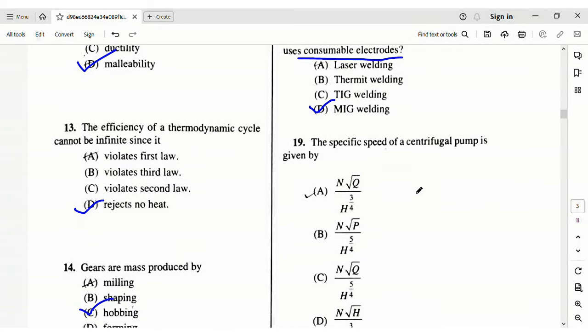Now question number 19. The specific speed of a centrifugal pump is given by, so Ns for a centrifugal pump will be N root Q by H to the power 3/4.